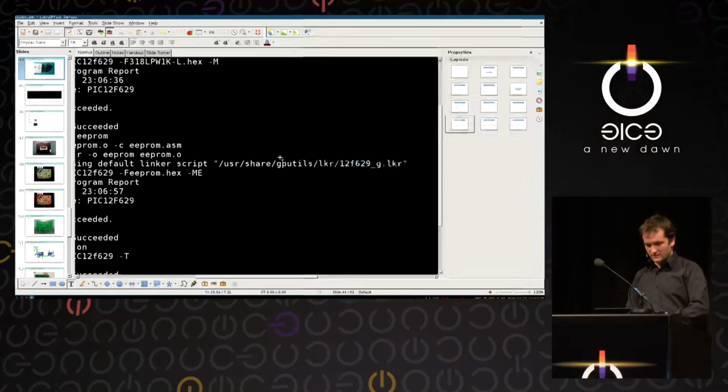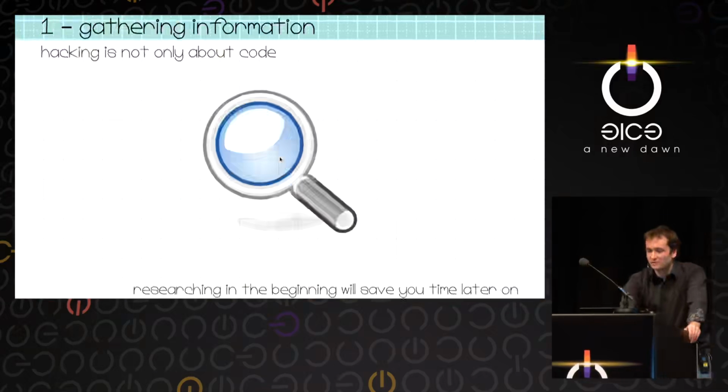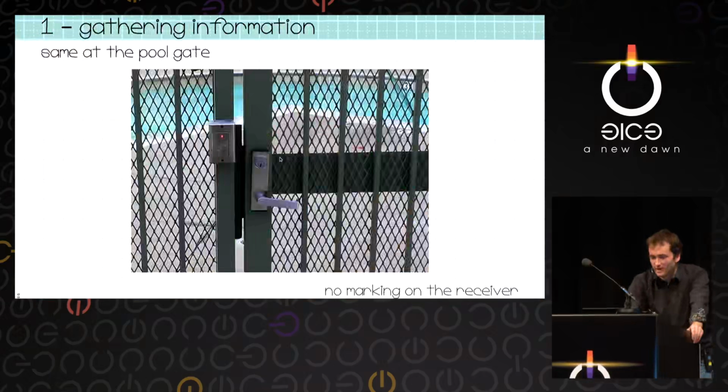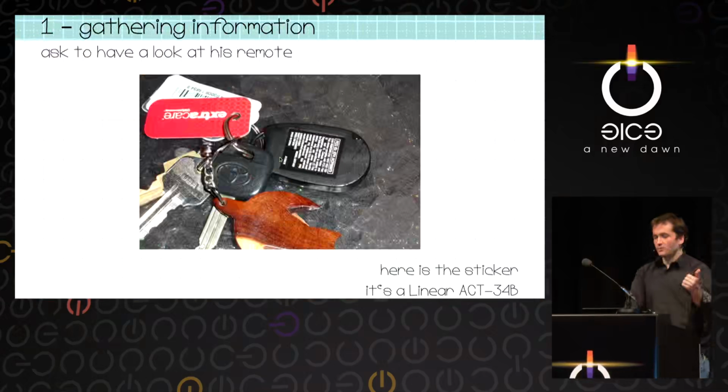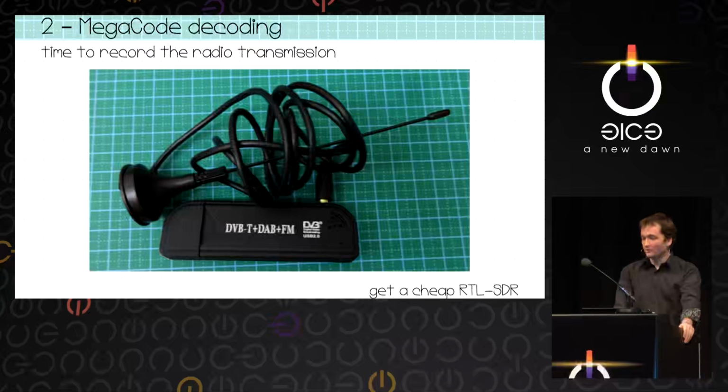Back to the presentation if I find it here. I didn't stop at just cloning the remotes. We have one code for one remote. We want to have even more. How about getting codes from other remotes?